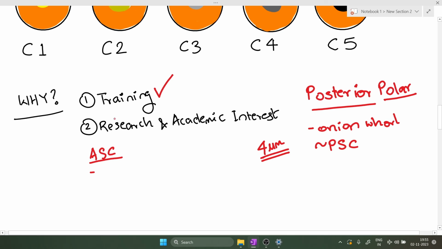The next is research and academic interest. If you want to see if a higher grade cataract surgery produces more corneal edema or produces more anterior chamber inflammation, and so on and so forth. So a research or an academic interest is why you would want to classify cataract. But do you really need to know the grade of the cataract? The treatment is eventually surgery.